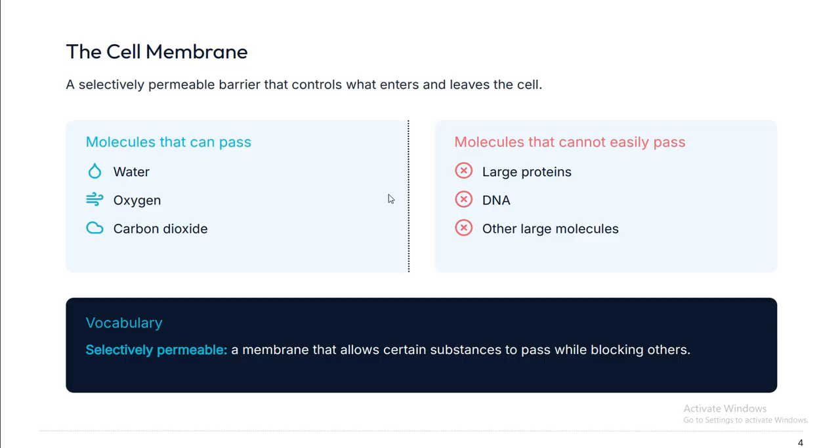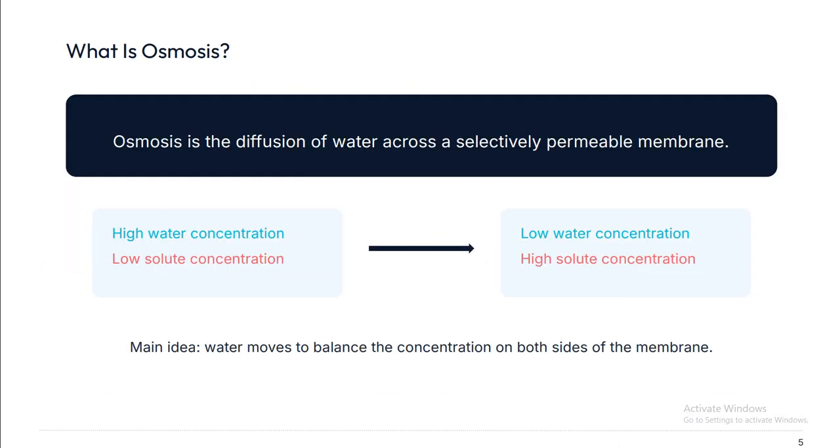But our vocabulary is selectively permeable, and that just simply says a membrane that allows certain substances to pass while blocking others, as above here, as you can see. Okay, let's keep going.